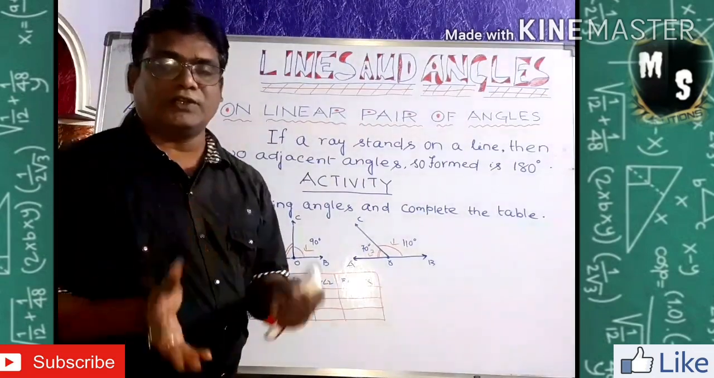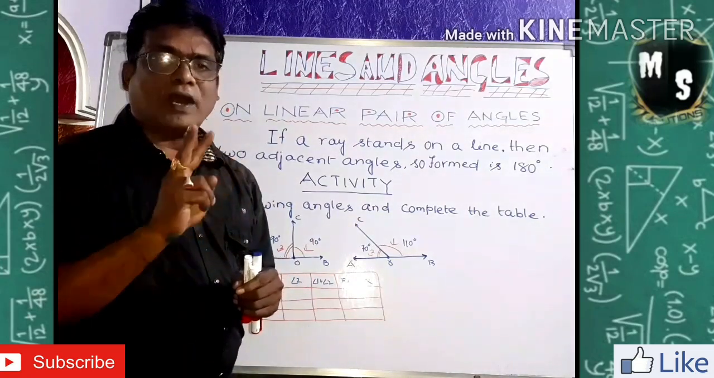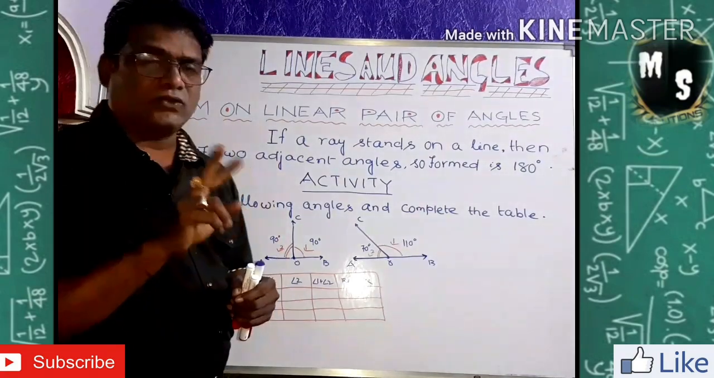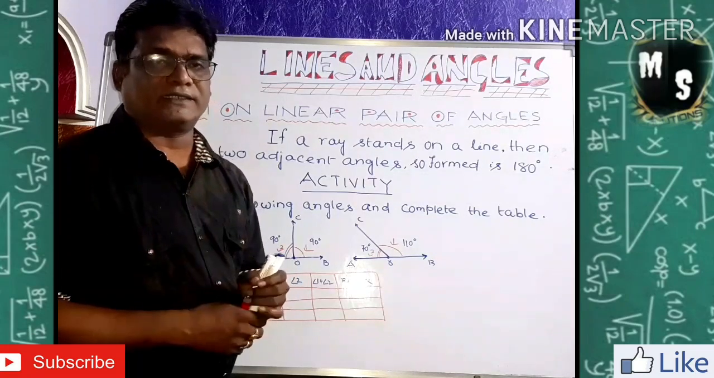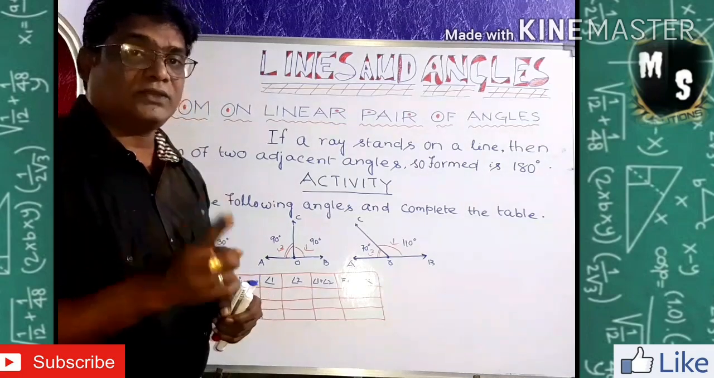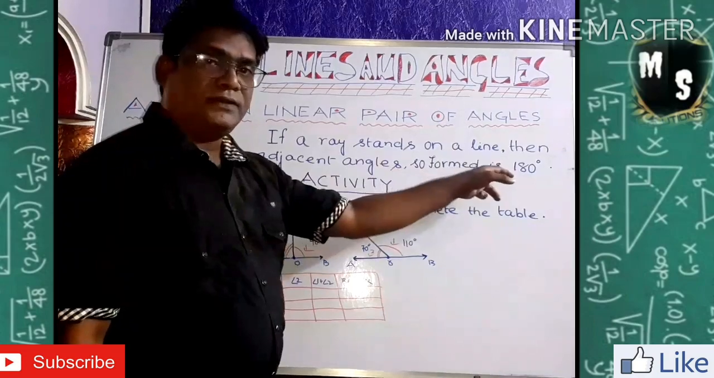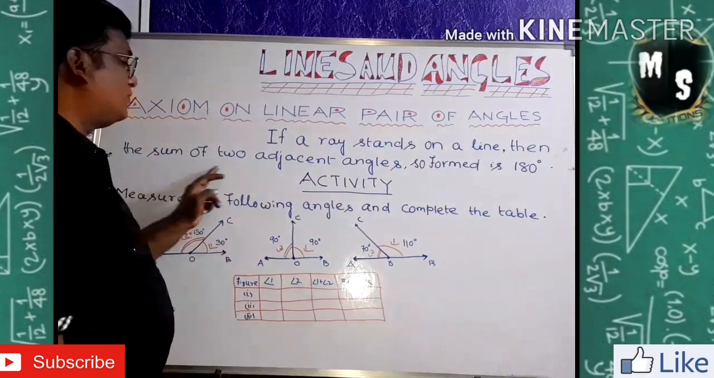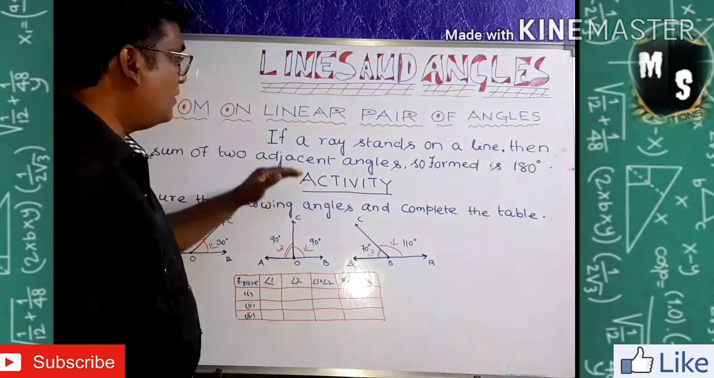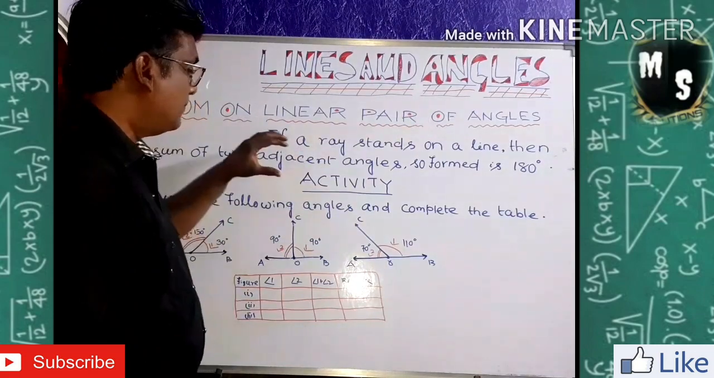I hope you understood the linear pair. Linear pair of angles means on a line, if a ray is standing, then two adjacent angles are created. The two angles are called the linear pair of angles. And when you add those two angles, it will give you 180 degrees. That is the axiom of the linear pair of angles. So if a ray stands on a line, then the sum of the two adjacent angles so formed is 180 degrees. Now I am going to explain this axiom of linear pair of angles by some activity.